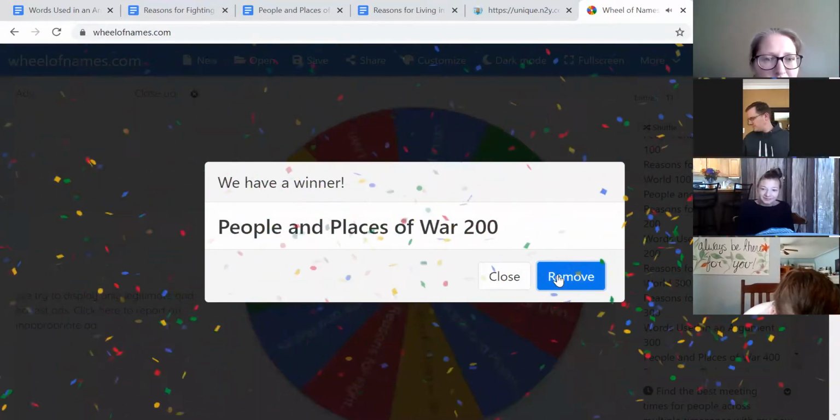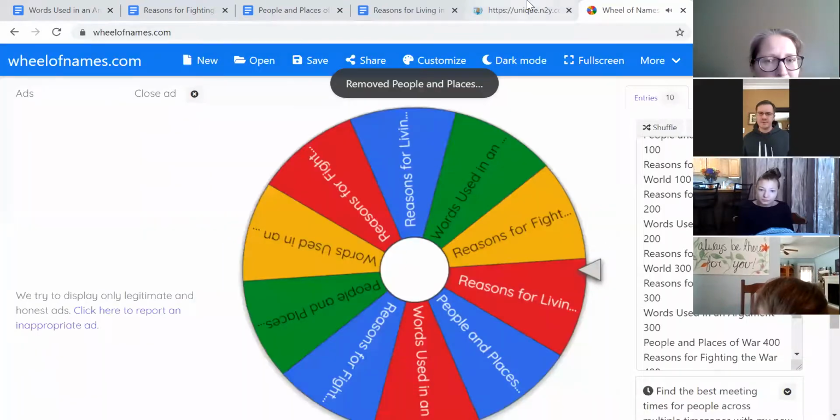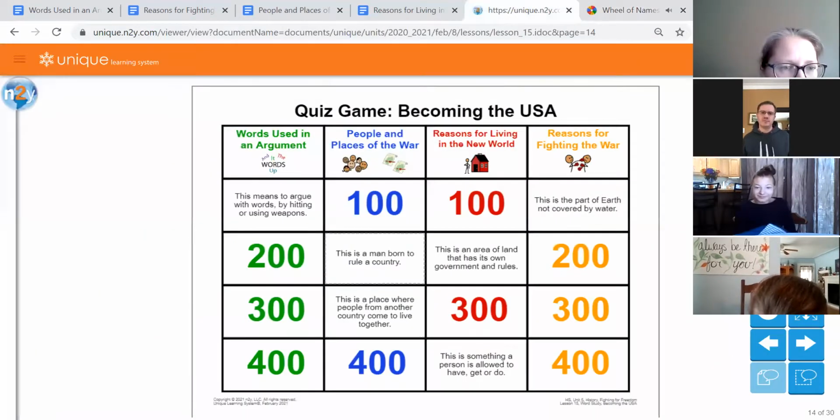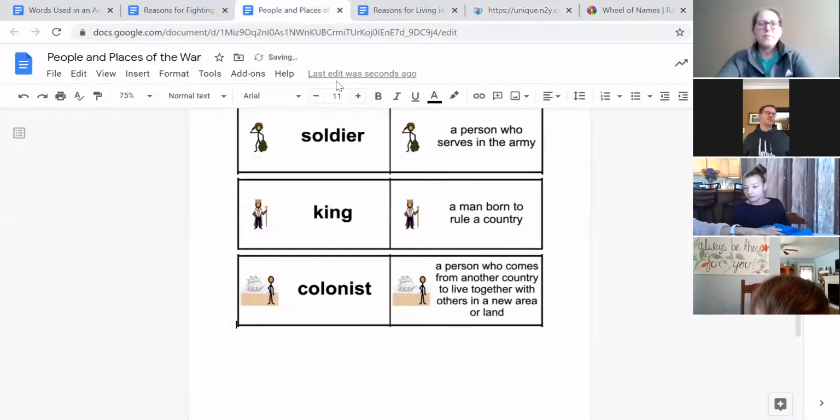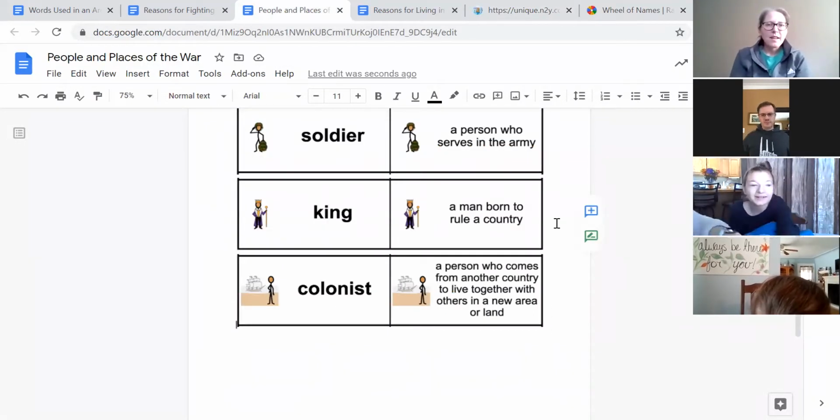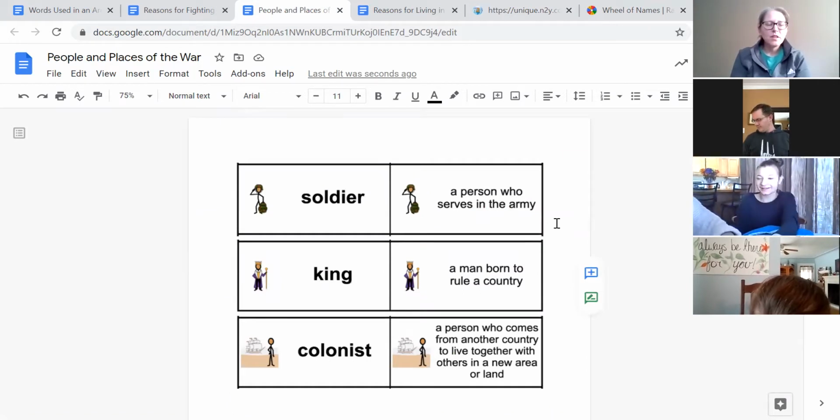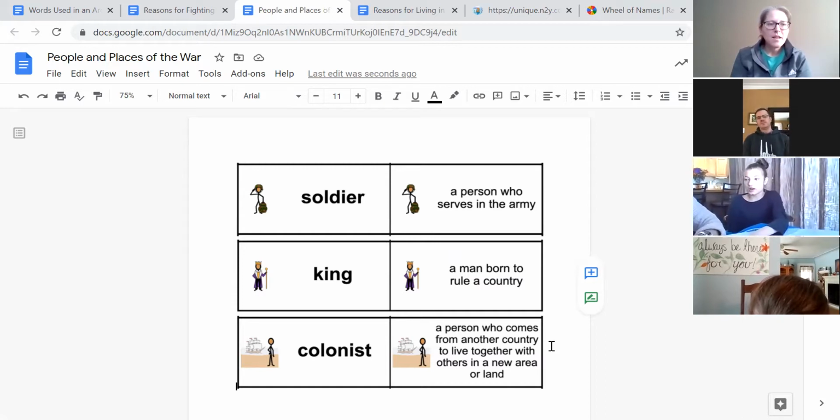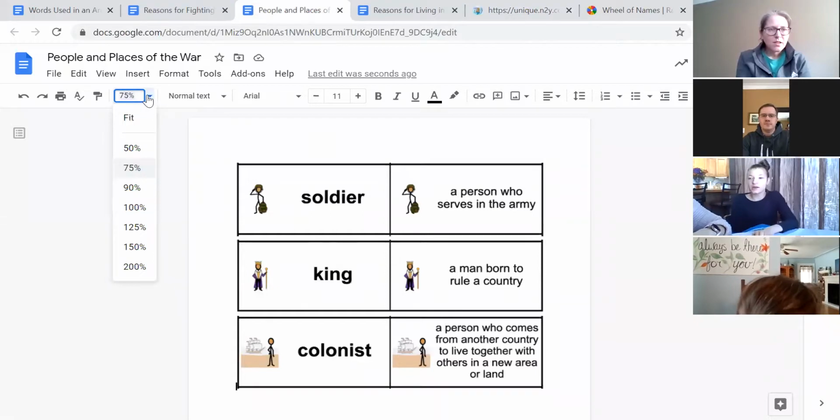People and places of war, 200. This is a man born to rule a country. Okay, so the choices we have left are soldier, king, or colonist. So a man born to rule a country. Which one of those words makes sense? So that first top one is soldier. Do we think that that is the right answer?